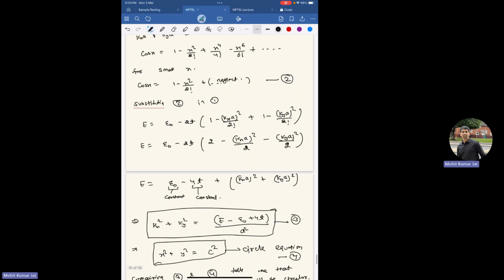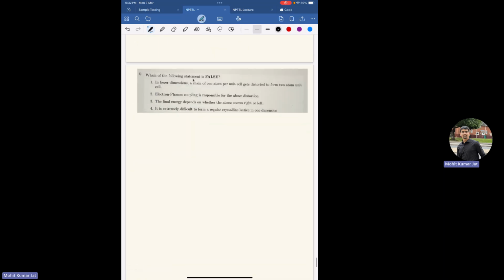Okay, no question. I will move on to problem number 5. Which of the following statements is false? In lower dimension, a chain of one atom per unit cell gets distorted to form a two-atom unit cell. So what is it saying? Which of the following statements is false? But let's understand the first statement.